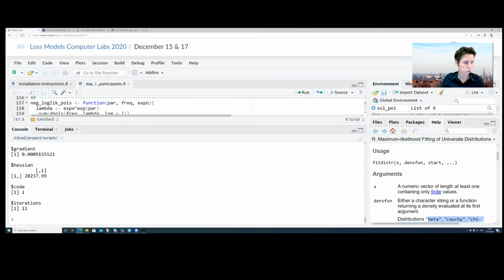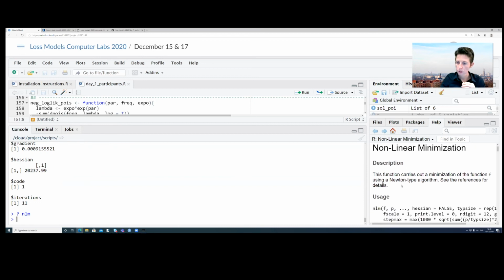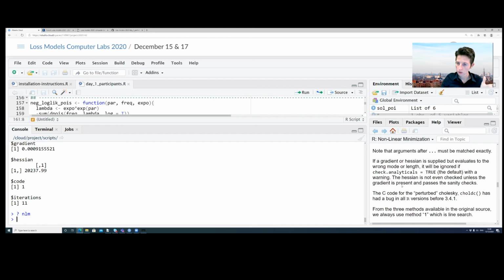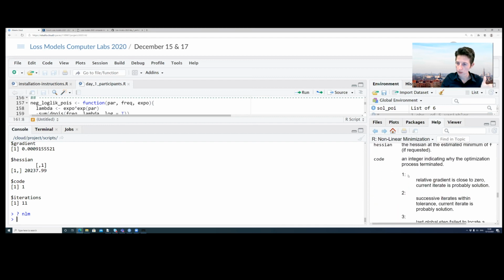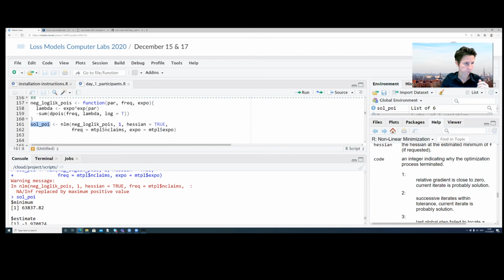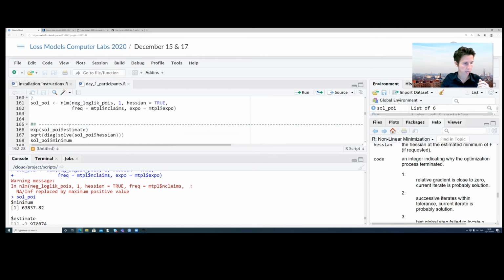I get a code which is equal to 1 here. You can look that up by typing $MLM. So the output for the MLM routine is that you see something about a code here. If you go down, when this code takes a value 1, it means that the current iterate is probably the solution. So it's a good sign. It means that our algorithm probably converged.